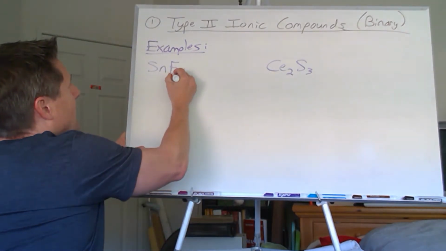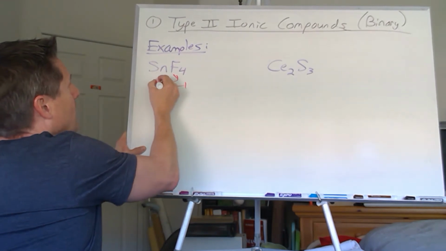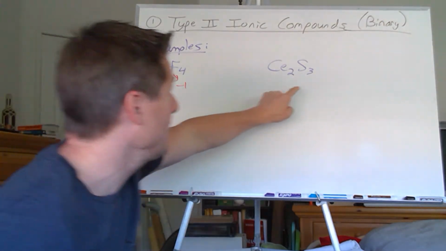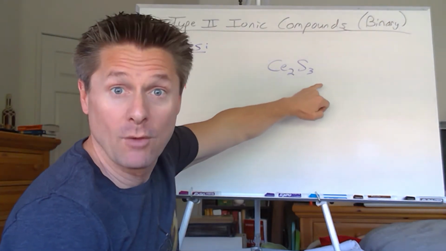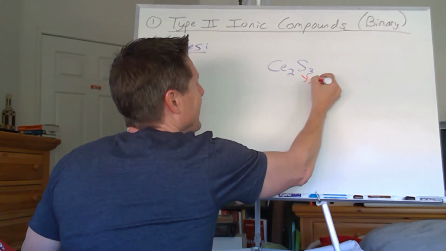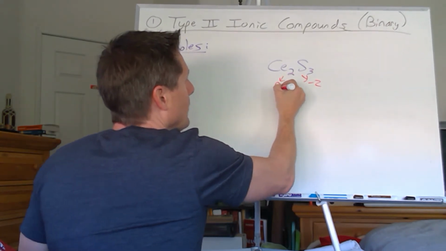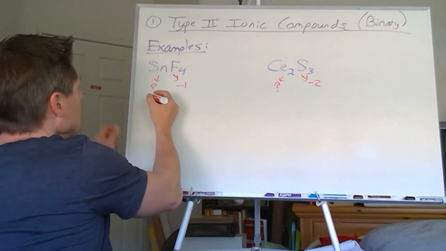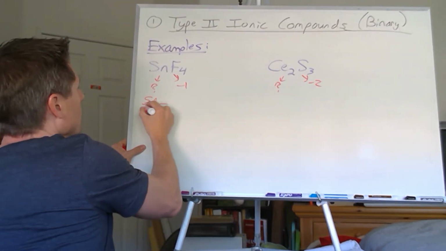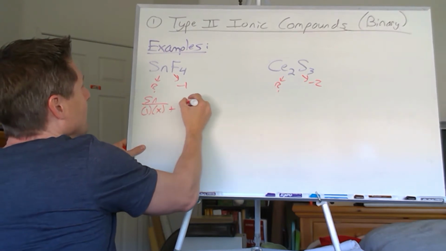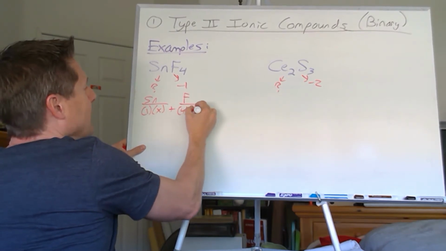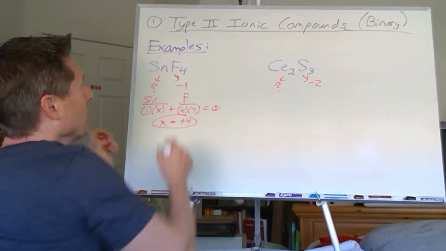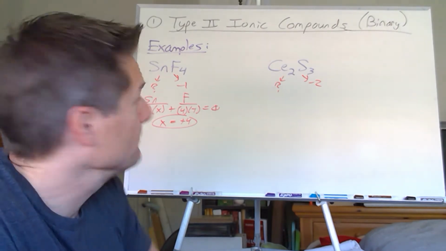So we're going to assign fluorine a -1, and we don't know the tin, correct? Over here, we don't know the metal, but we always know the non-metal. We know sulfide is always a -2, but we don't know the cerium. All right, so let's set it up. For the tin, we've got 1 tin at X plus the 4 fluorides at -1 equals 0. So X equals +4. So the tin is a +4 in that one.